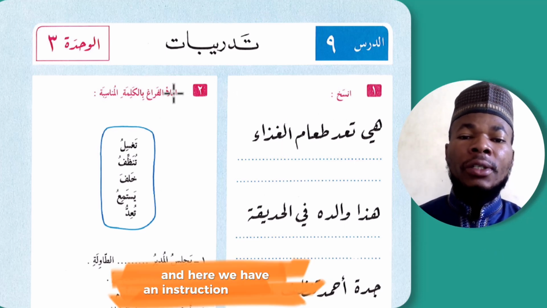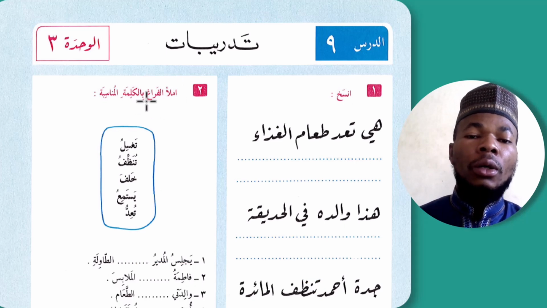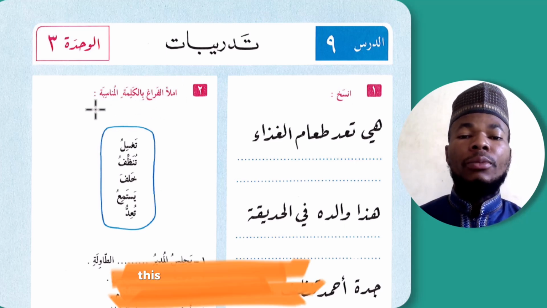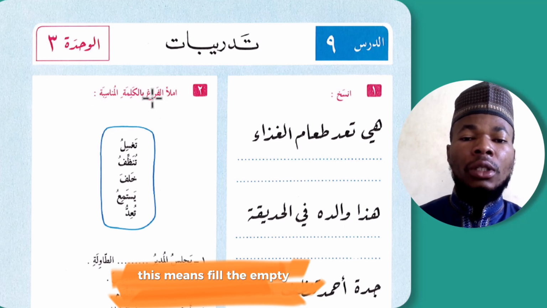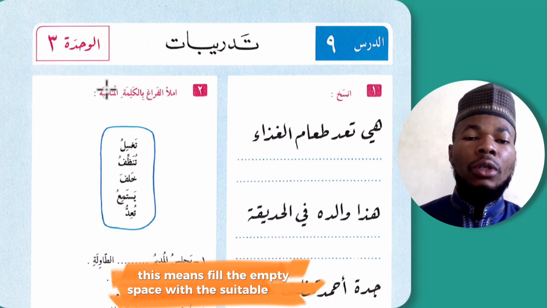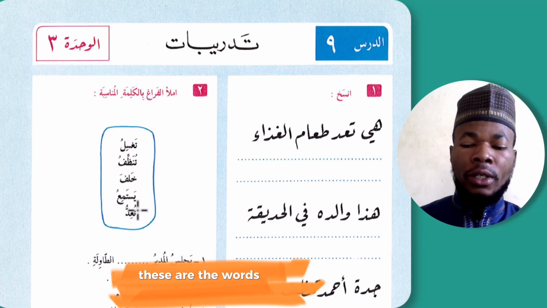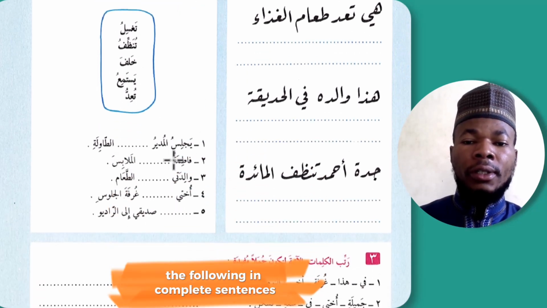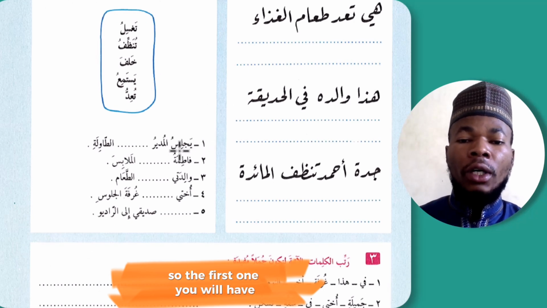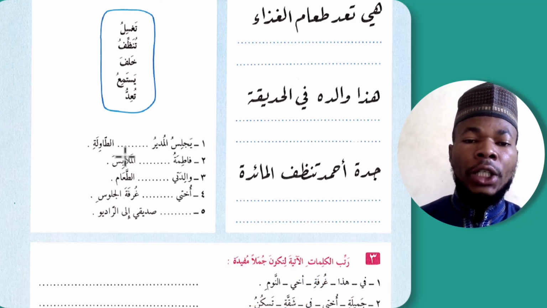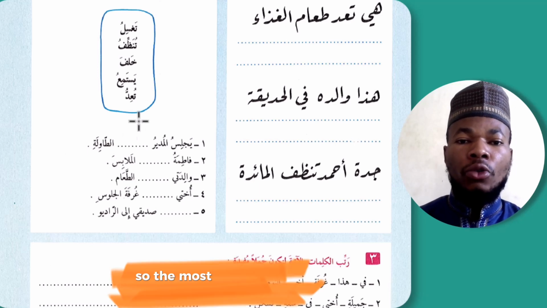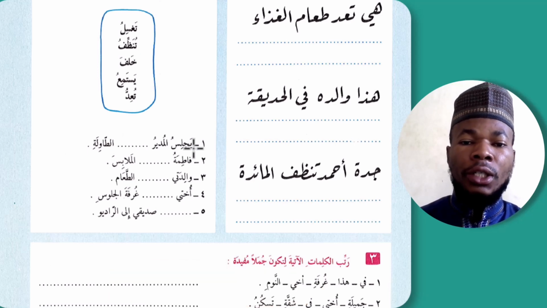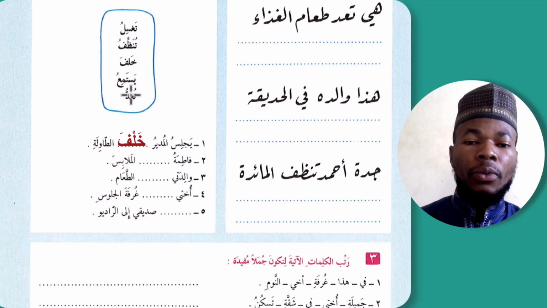And here we have an instruction that says Imla il-firaghi bil-kalimatil munasiba. This means fill the empty space with the suitable word. So these are the words that we are going to use to fill the following incomplete sentences. So the first one, here we have Yajlisul mudiru dash at-tawila. So the most suitable one here should be Yajlisul mudiru khalf at-tawilati. That is, the principal sits behind the table.